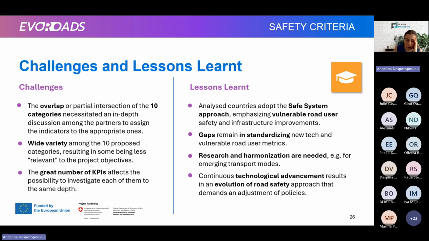The lesson learned from that is that the analyzed countries generally adopt a safe system approach, and they emphasize vulnerable road users, but gaps still remain in standardizing new tech, in how you can approach it to validate it and assert that it really matters. Research and harmonization is still needed, and it's a process that does not stop because new technologies rise each day, and there are continuous technological advancements.